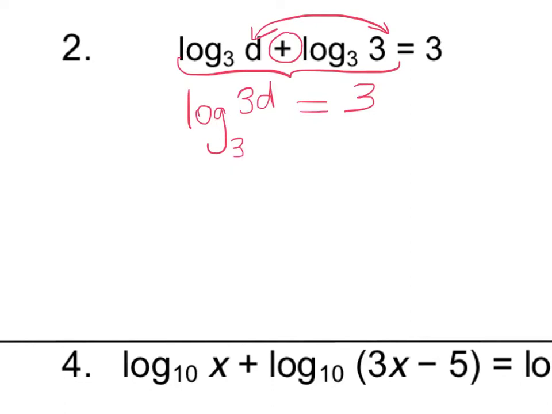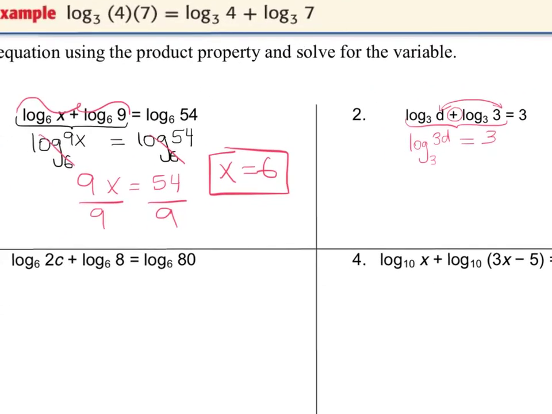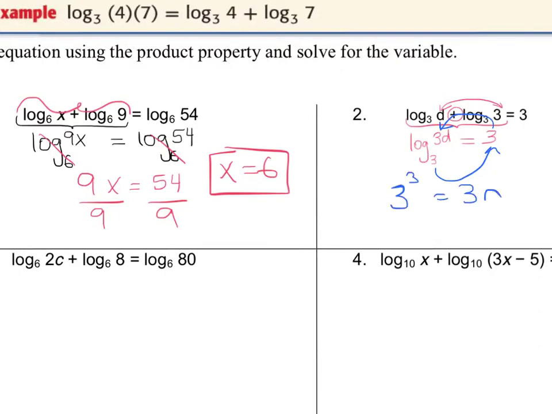Now, in the first example, let me lower this so you can be able to compare them. You had log 6 on both sides, so we were able to cancel it out. Here, we do not have a log 3 on both sides, so what do we do to solve this? The circle. So you try to change it to exponential to solve it. So 3 to the power 3 is equal to 3d. There you go. So remember, every single time the argument is an unknown, changing it to an exponential would be the way to solve it.